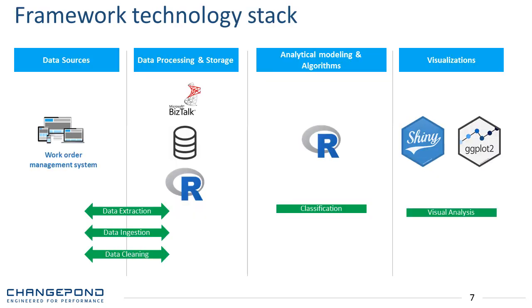The technology stack we used for this process consisted of 4 main areas: data sources, data processing and storage, analytical modeling and algorithms, and visualization. The data source in this case was the work order management system used by the client, and the data was in a structured format. Data was extracted from the SQL database, and R language was used for cleaning, feature engineering, and modeling purposes. And finally, we visualized the results using Shiny apps.